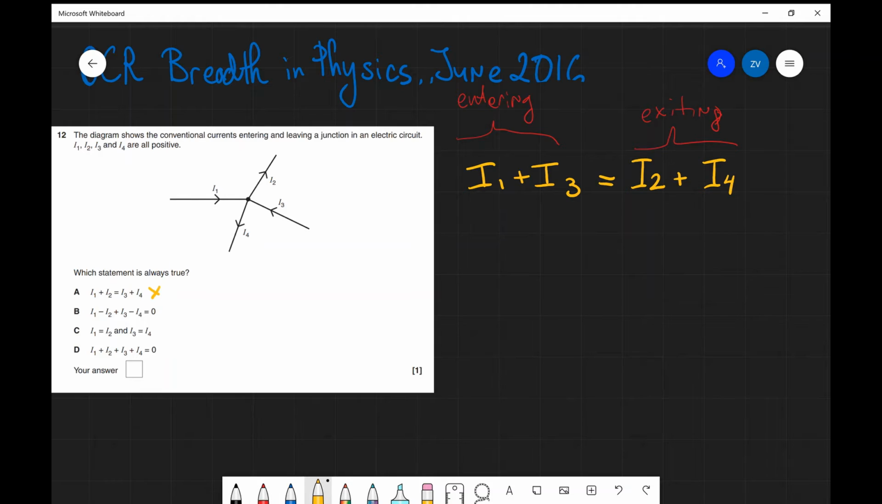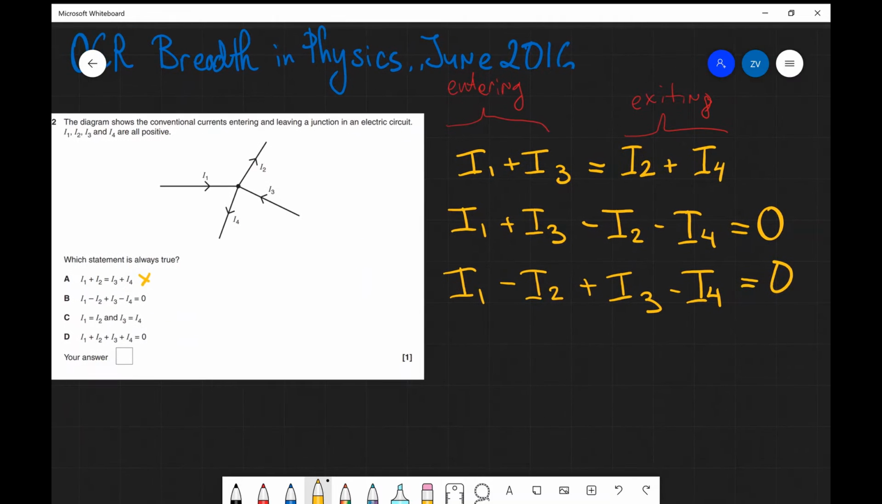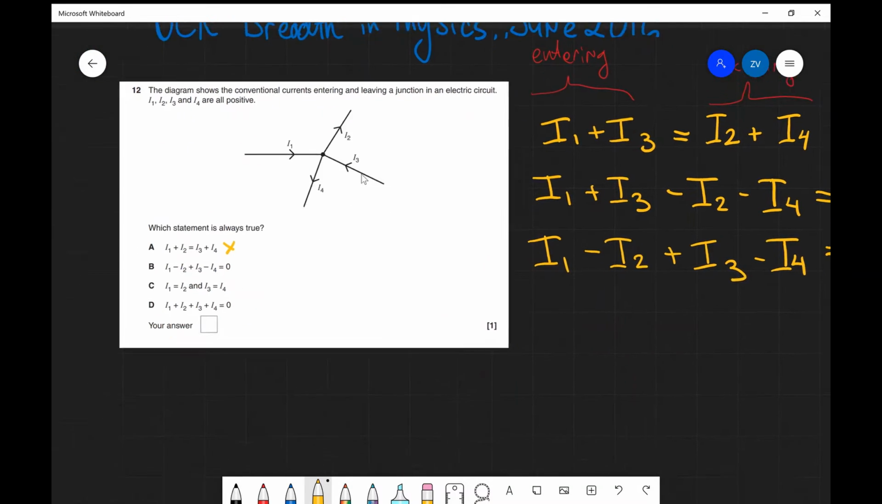Okay, well, now let's get started with the rearranging. So I1 plus I3 minus I2 minus I4 is going to equal 0. And upon closer inspection, you can see that this is actually equivalent to B, because we can just rewrite this as I1 minus I2 plus I3 minus I4 is equal to 0. This simply stems from the fact that the sum of the currents entering a junction is equal to the sum of the currents exiting a junction. So in this case, our correct answer is B.